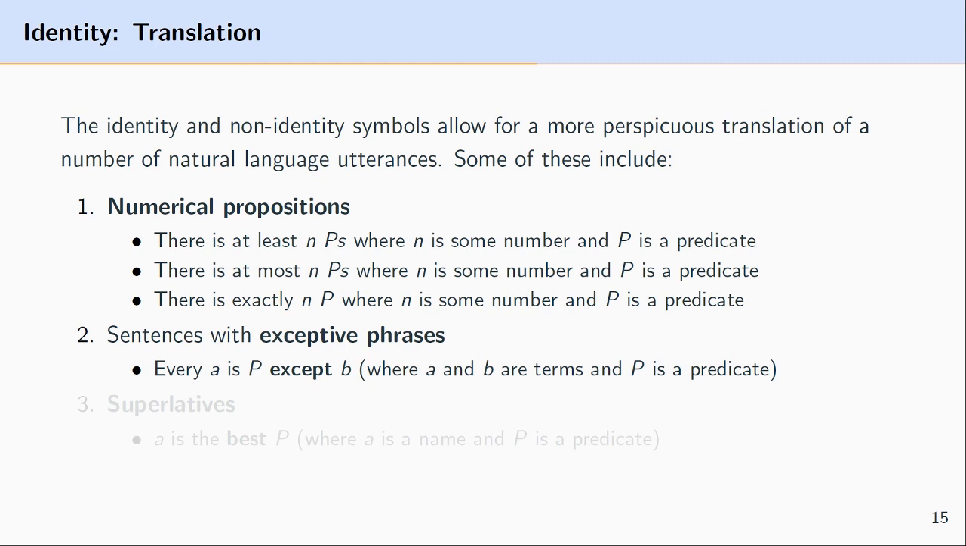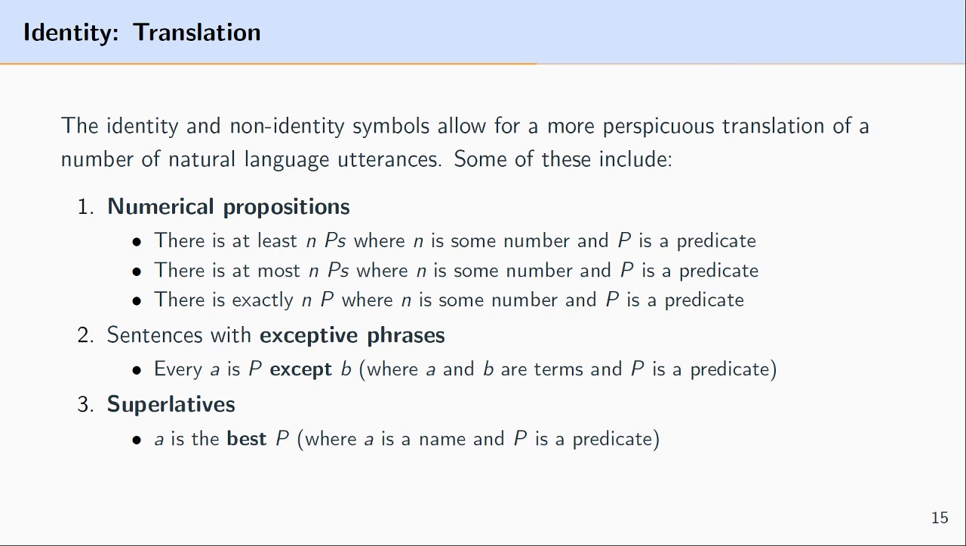So if you wanted to say all presidents are great except for these five, then using the identity and non-identity symbols are helpful in doing such a thing. The last one are superlatives. So if you wanted to say something was the best or the worst or the greatest, then identity is also helpful here. What I will focus on are these numerical propositions.